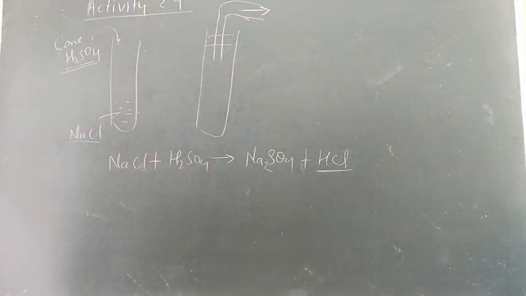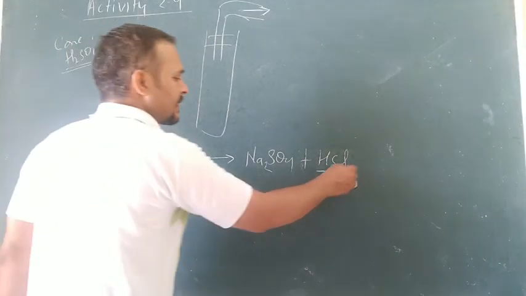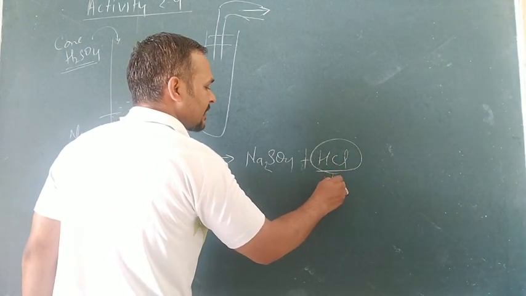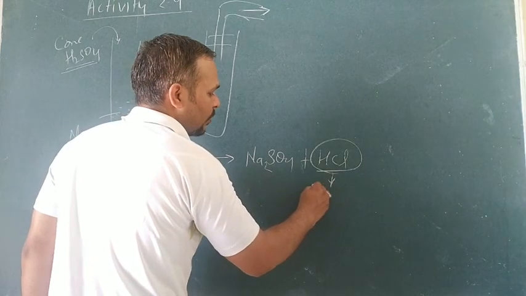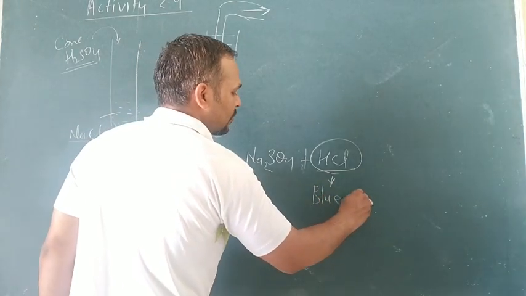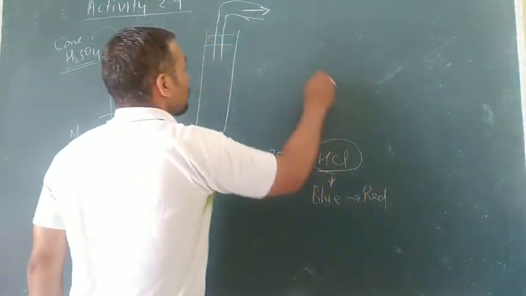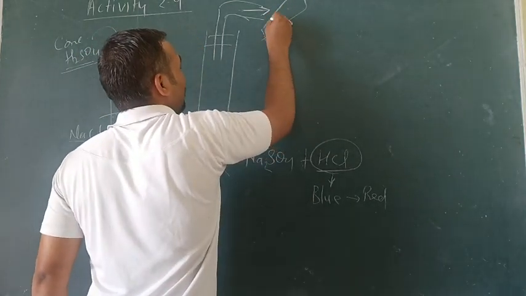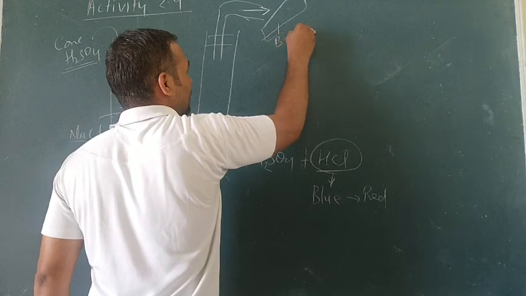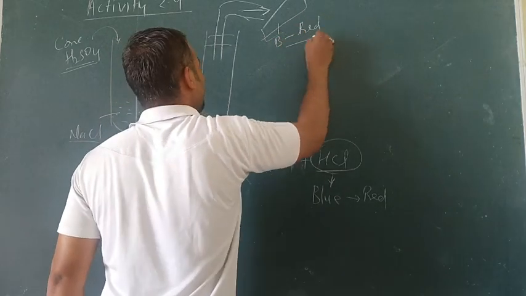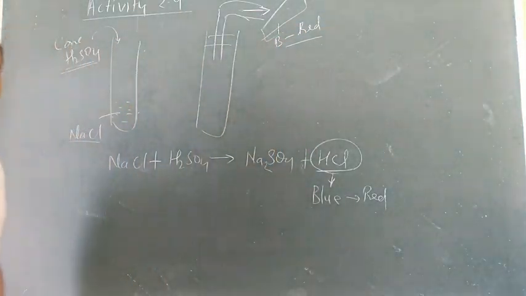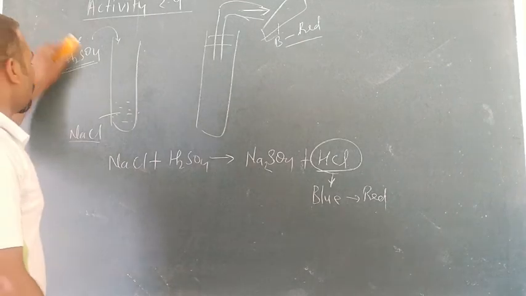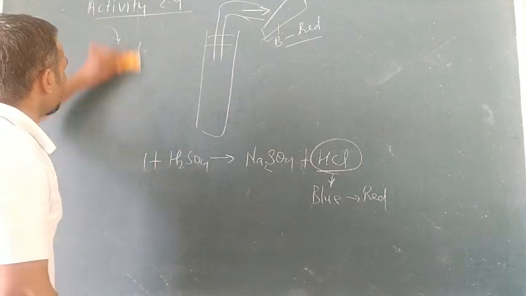Is it clear, students? So HCl, since it is the acid, turns blue litmus paper into red. So when you take the litmus strip here nearby the mouth, the blue litmus changes into the red. This is shown in the activity, right? Related to this, one question appears in the book.